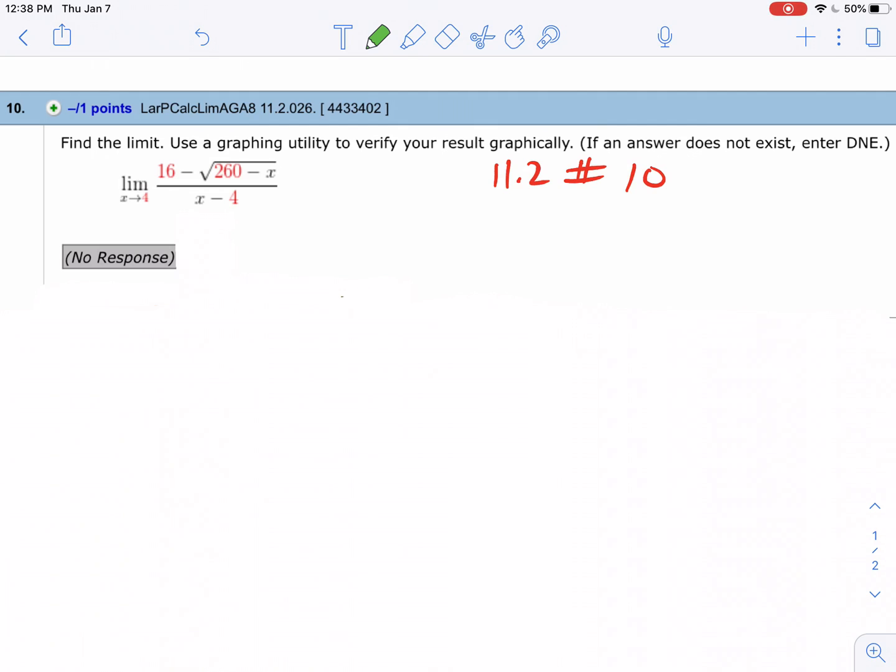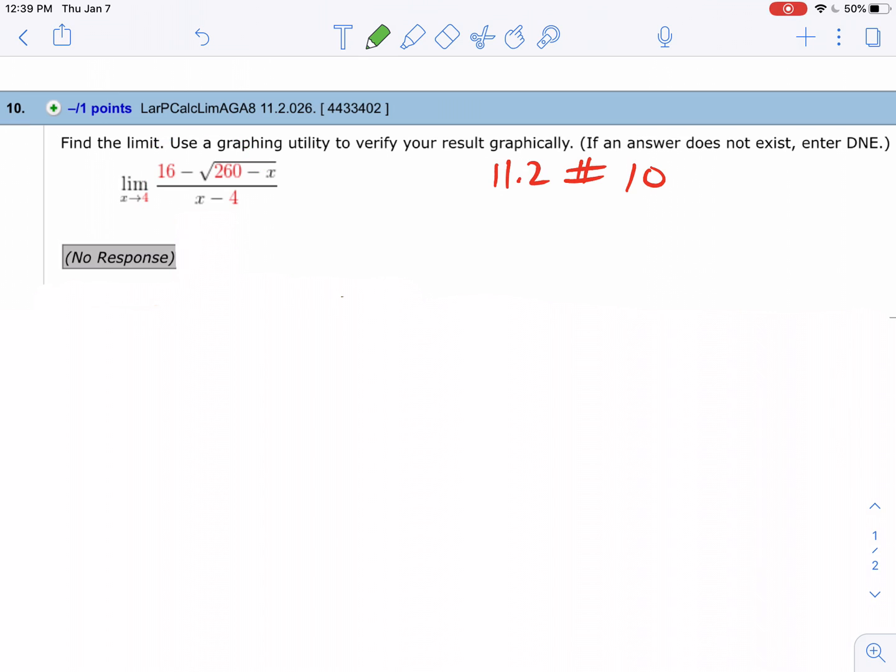All right, so the last one in 11.2, you should always start by taking this number and plugging it in for the different x's that are in the problem. And so the idea is with this one, I would end up with the square root of 256 on top, which is 16. So 16 minus 16 is 0. And then on the bottom, put the x in there. It's 4 minus 4, which is also 0. All right, so that tells me I have to use a different technique.